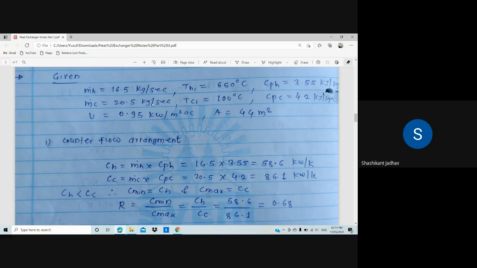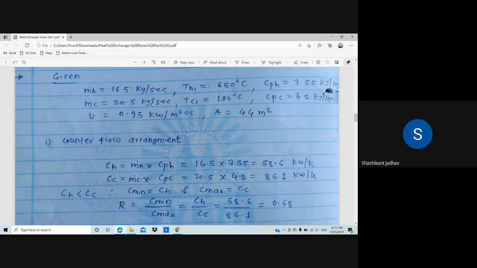Okay, so first of all, we have to consider the counter flow arrangement. So write down counter flow arrangement. First of all, we have to calculate the heat capacity for the hot fluid and cold fluid. Means we have to calculate the value of CH and CC.